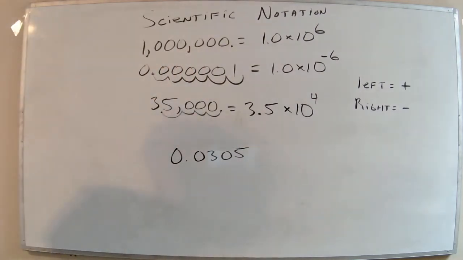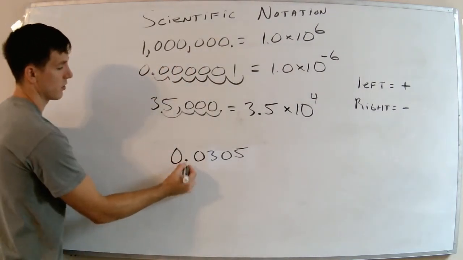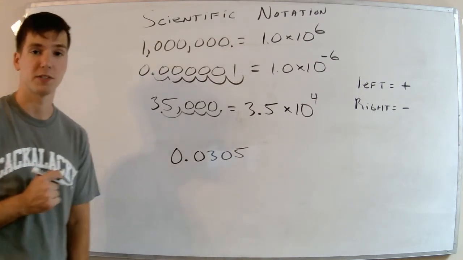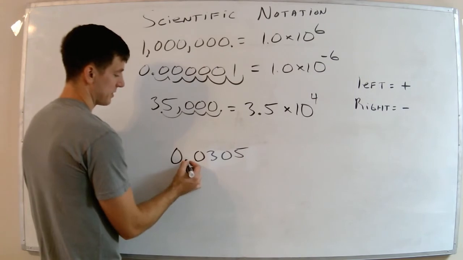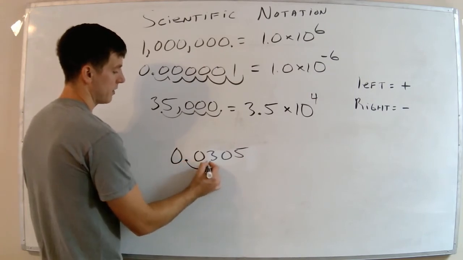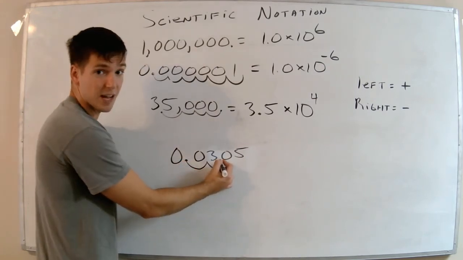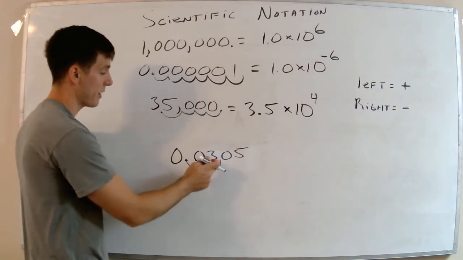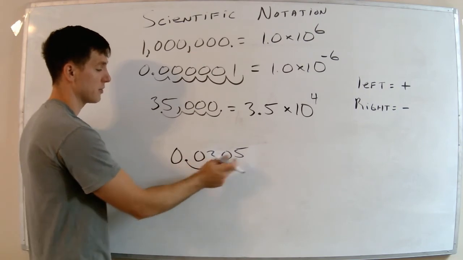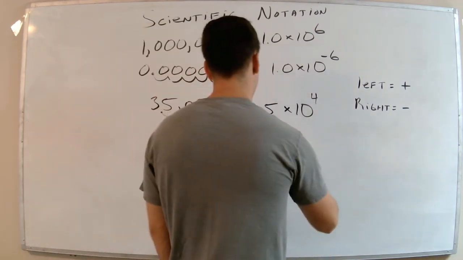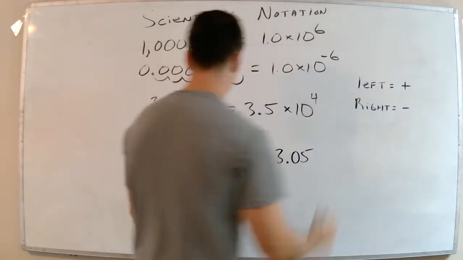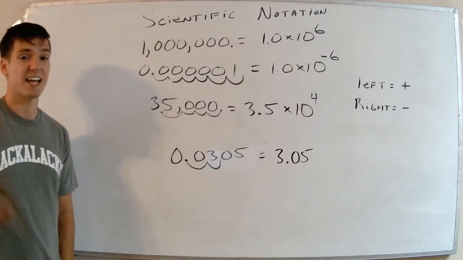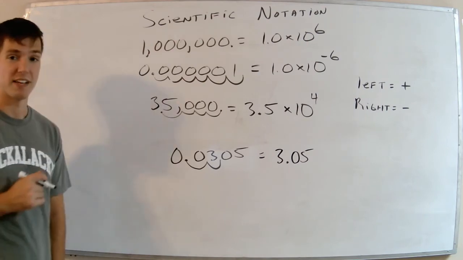0.0305. So again, I want to move my decimal just so there's only one non-zero number to the left of it. I'm going to take that decimal and I'm going to go 1, 2. Okay, I can stop right there. Now I have just one non-zero number to the left. So now my new number is not 0.0305, it's just 3.05. But I can't just leave it at that.